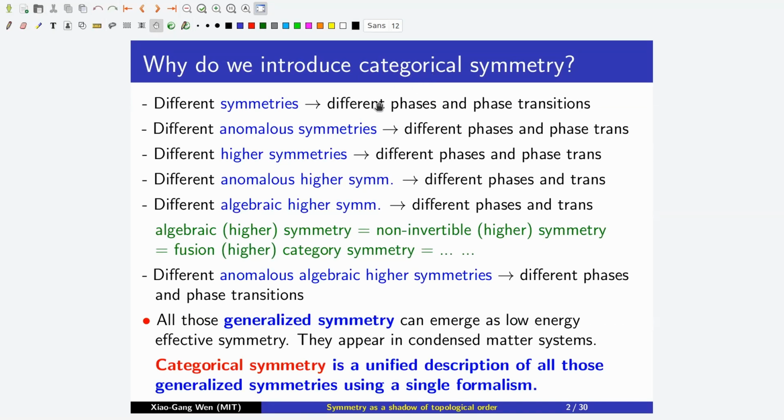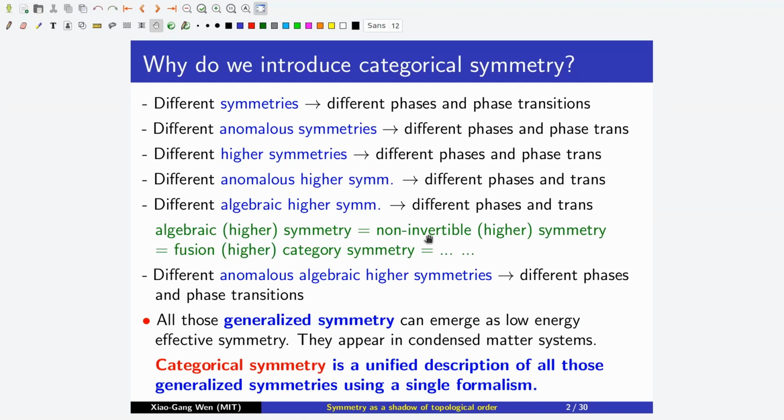The motivation is really that we have many different symmetries. We know that different symmetry can give rise to different phase and phase transition. Certainly, phase and phase transition depend on symmetry. Similarly, we have anomalous symmetry. Anomalous symmetry also does a similar thing. This can give rise to different phase and phase transition. And the higher symmetry, anomalous higher symmetry, and all that, including this so-called non-invertible symmetry, and the higher version of this non-invertible symmetry.